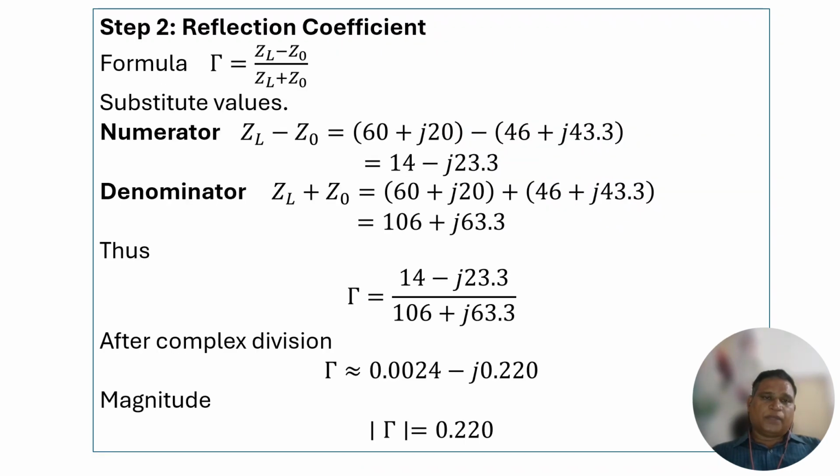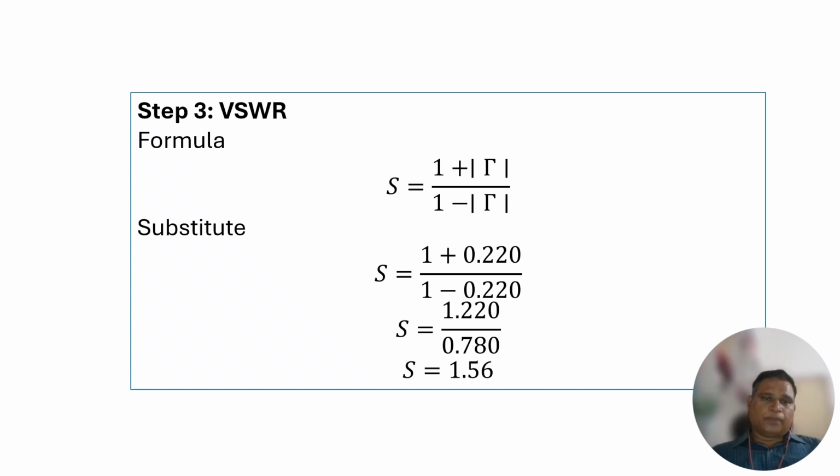Similarly, the reflection coefficient is given by ZL minus Z0 by ZL plus Z0. Okay, by substituting here also, we are getting a complex numerator and a complex denominator. After simplification, we will get another complex value with a magnitude 0.220. Now coming to the VSWR value, the voltage standing wave ratio is equal to 1 plus magnitude of the reflection coefficient divided by 1 minus magnitude of the reflection coefficient. By substituting this, we will get S is equal to 1.56.